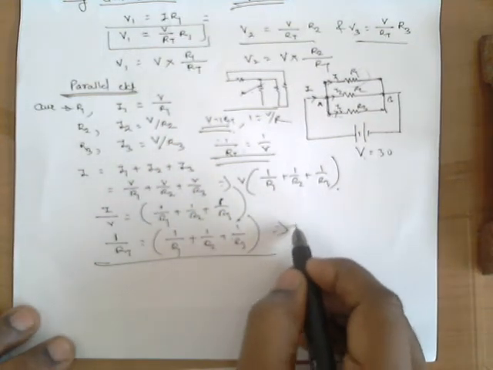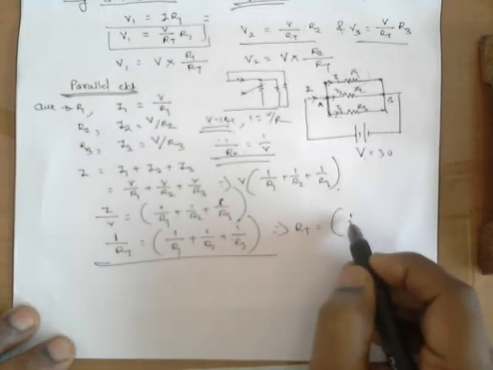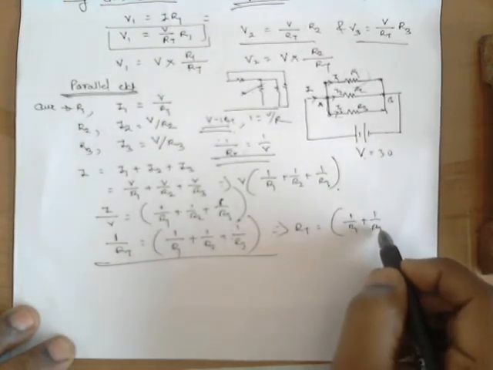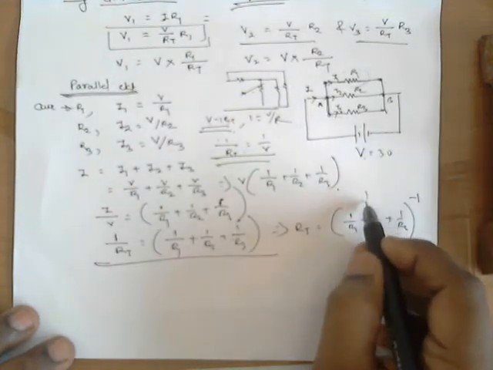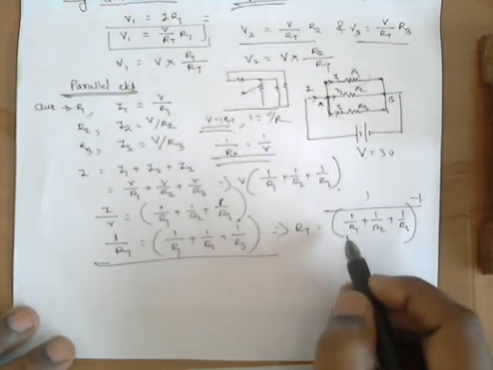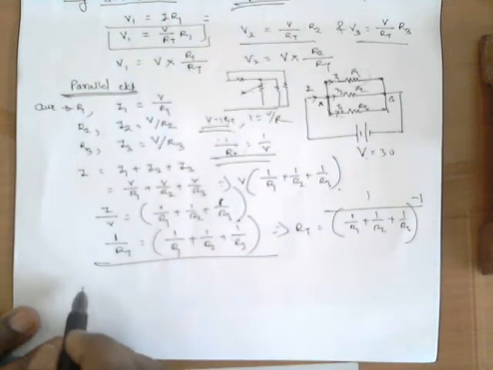If I want to find the total resistance RT, I can write it as 1 upon R1 plus 1 upon R2 plus 1 upon R3, all inverse, or 1 by these things. This is the total resistance. Now let's see the current divider.